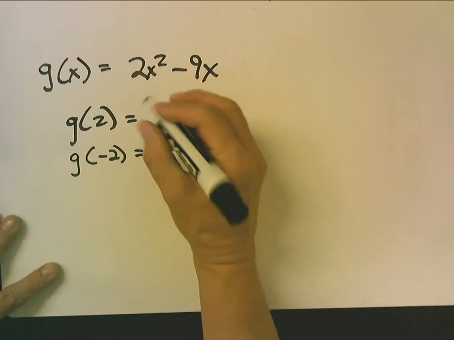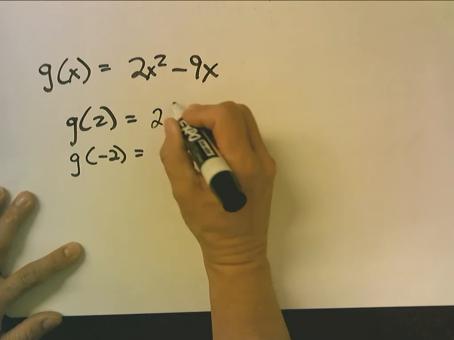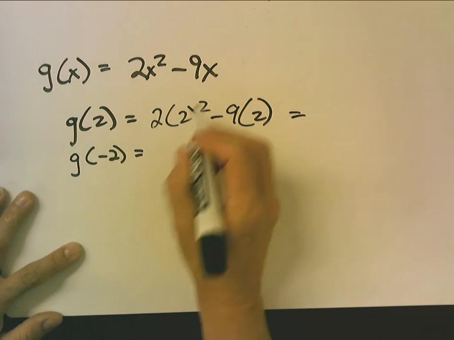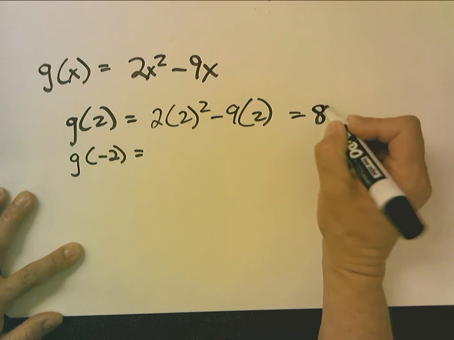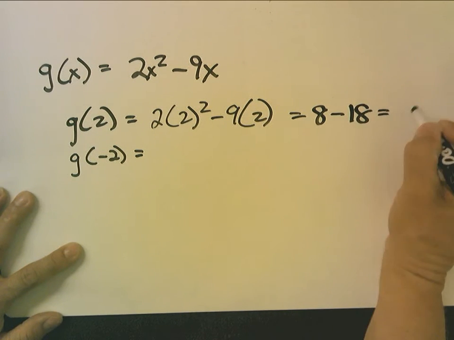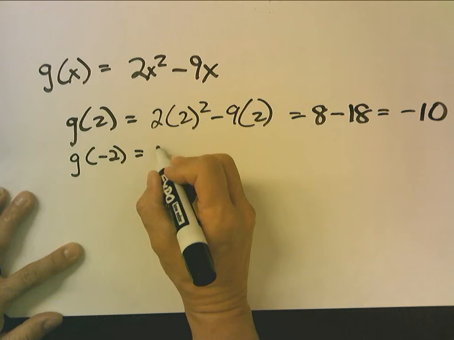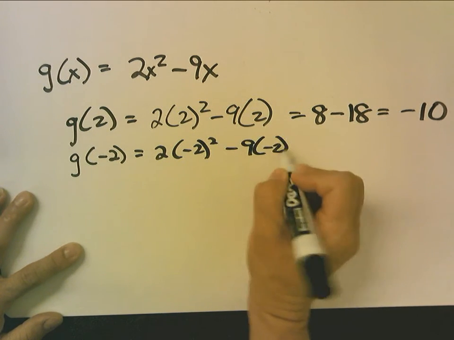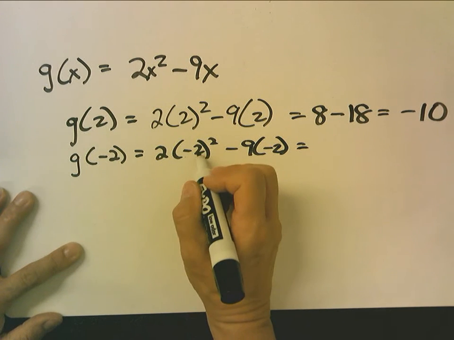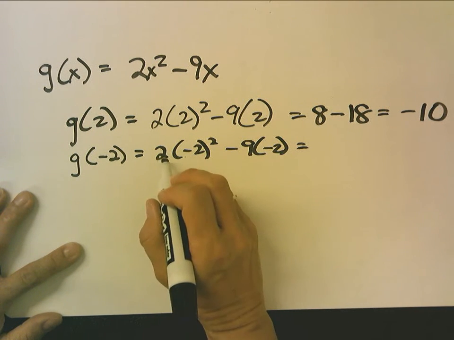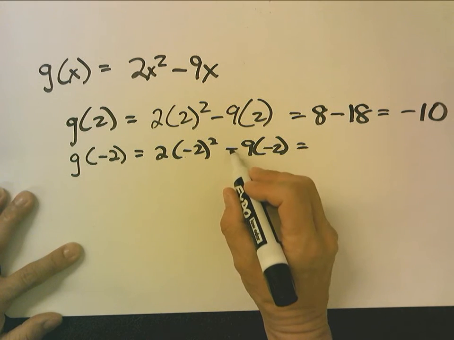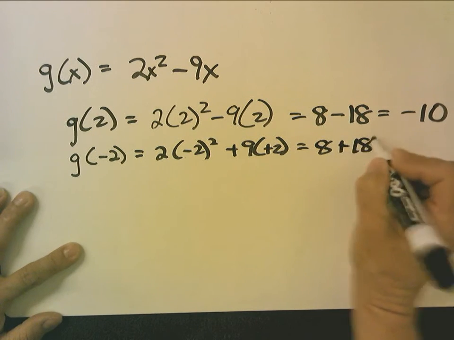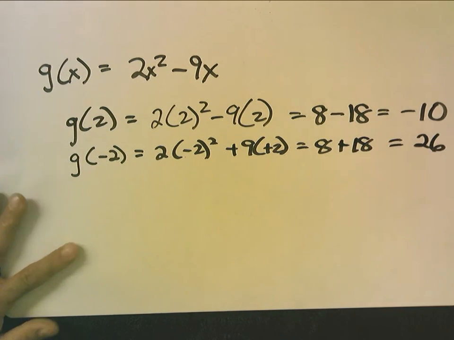Okay. So g of 2 would be 2 times 2 squared minus 9 times 2. 2 squared is 4, 2 times 4 is 8, so this is 8 minus 18, which is negative 10. This one is 2 times negative 2 squared minus 9 times negative 2. So negative 2 squared is a positive 4, times 2 is 8. And a negative times a negative is positive, so this is 8 plus 18, so this is 26.